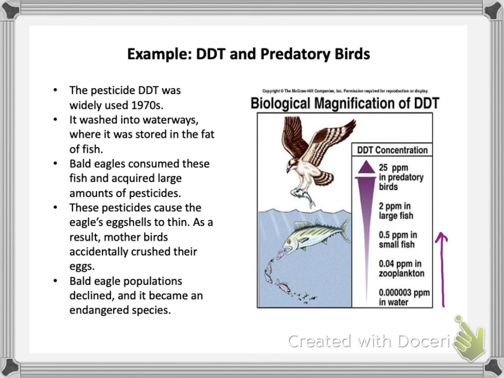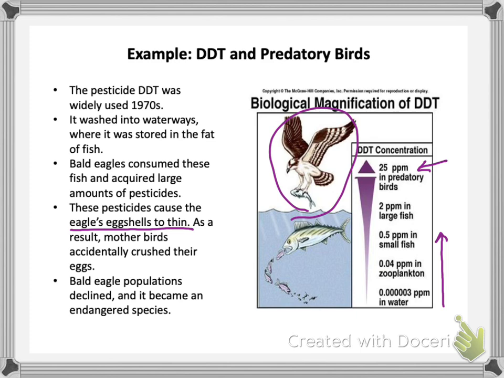Okay, now by the time it got to our predatory birds, the amount of fish they had to consume to get enough energy meant they were consuming large quantities of stored DDT. And DDT caused the eggshells of these predatory birds to thin, and so the mama birds were essentially crushing the eggs when they went to incubate them. Okay, and that resulted in a great decline in populations, so much so that the bald eagle, our national bird, became an endangered species due to the effects of DDT.